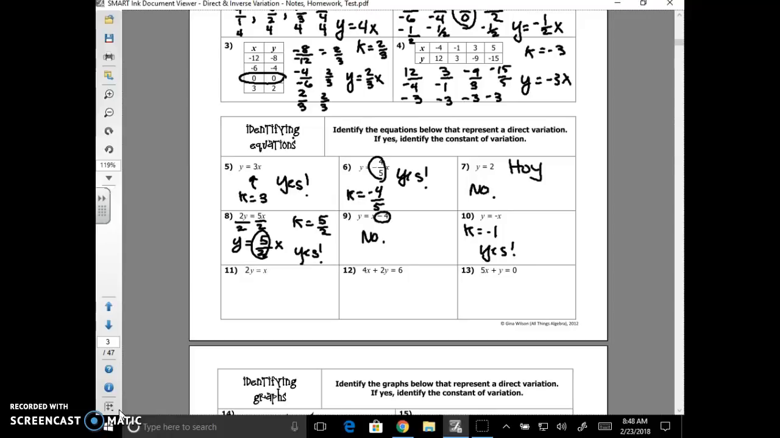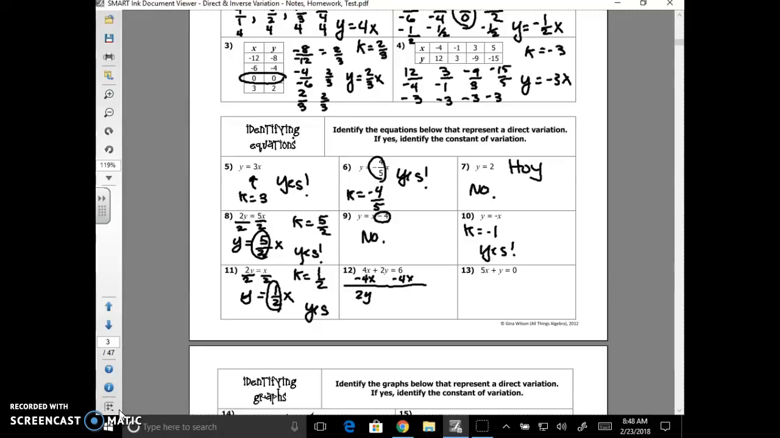Number 11, let's change it to y equals mx, so y equals 1/2 x, or y equals kx. Notice I keep on saying the same thing. k equals 1/2, and yes. All right, I see an x and a y here, so let's take a look at it.